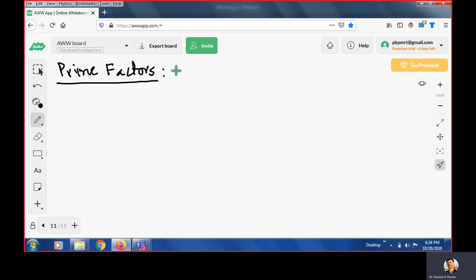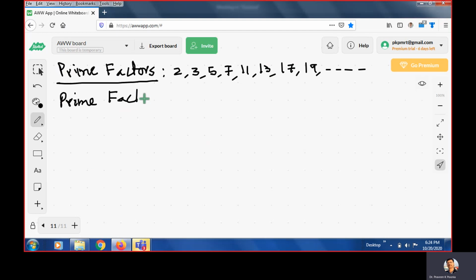Prime factors. Clear? How to find prime factors? First of all, you need to remember what the prime numbers are: 2, 3, 5, 7, 11, 13, 17, 19 and so on. So many prime numbers are there. Now you will divide the number by these numbers only. You cannot divide by 1. You cannot divide by 4. Clear? So we need to find the prime factors of, let us take one number, okay, choose 12.